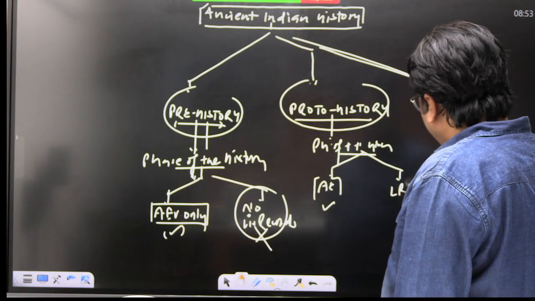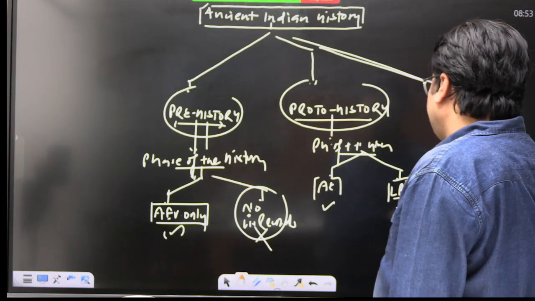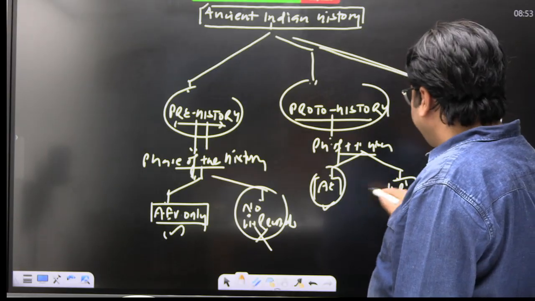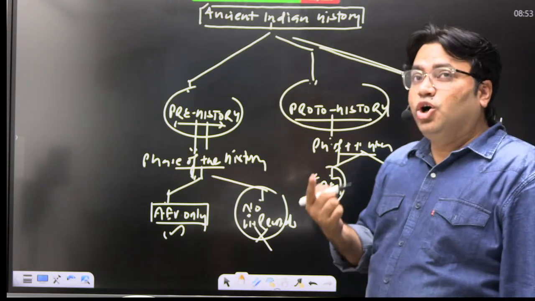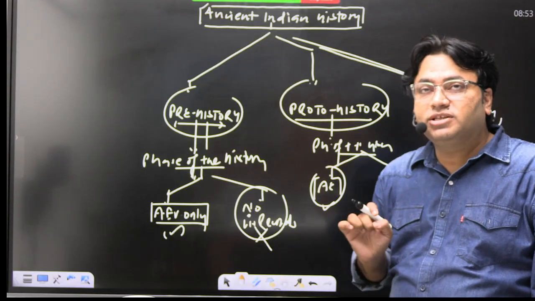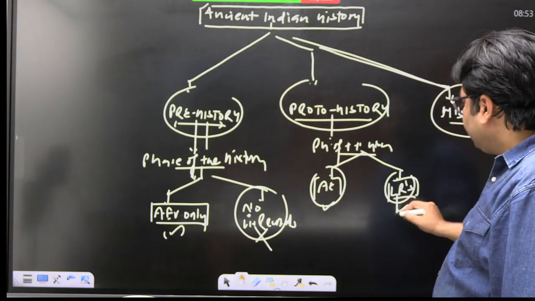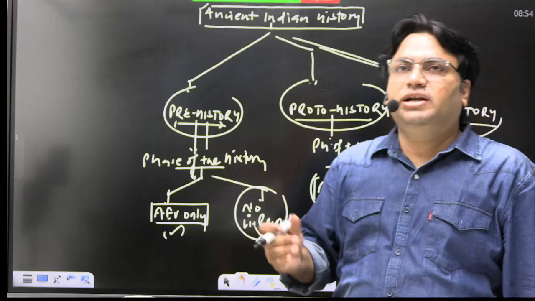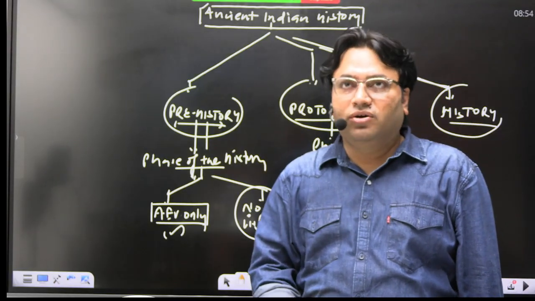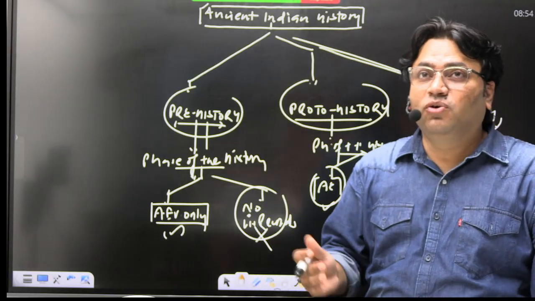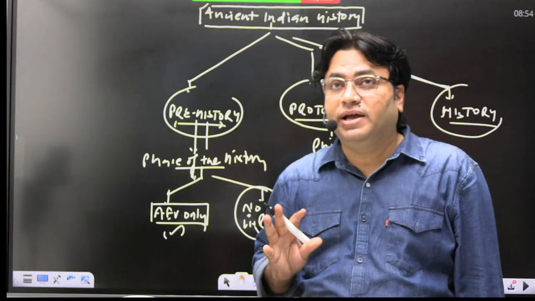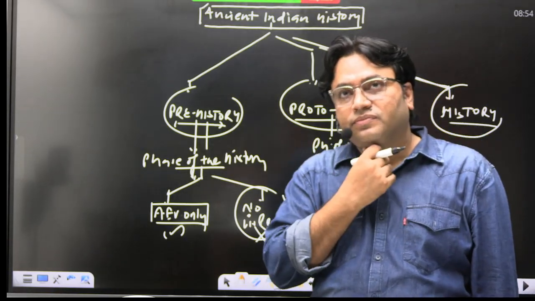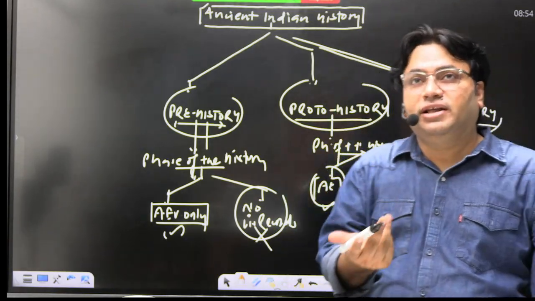Literary records are also available. Both are available, right? Archaeological evidences are also available and literary records are also available. But here the problem is that we are not able to decipher what has been written in those literary records. क्या लिखा हुआ है हम ये पढ़ नहीं पाए. Something has been written, but we fail in deciphering what has been written.